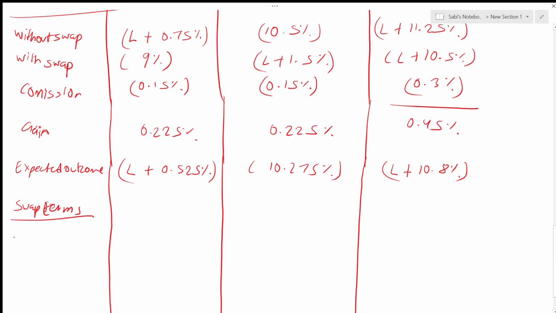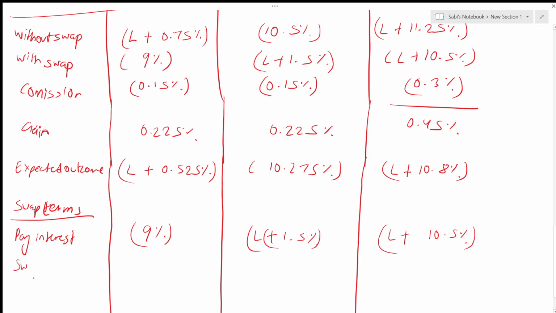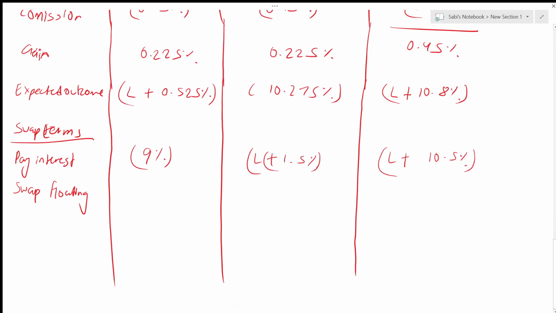Now come to swap terms. Same, pay interest. That means with swap only. So with swap what are you doing? 9%, L plus 1.5%, L plus, I'm sorry, this is in bracket, 10.5%. Now let's go to swap. What did I tell you? Start with floating, then fixed, right?